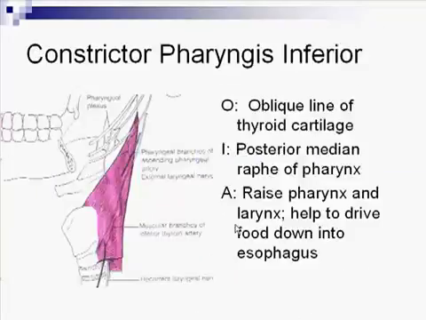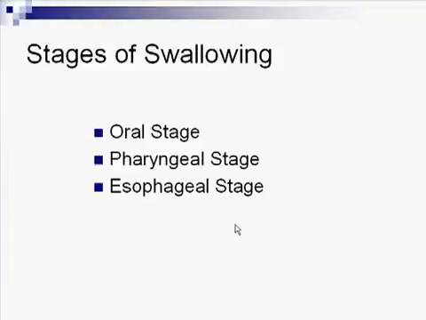Constrictor pharyngis inferior. Origin, the oblique line of the thyroid cartilage. Insertion posterior median raphe of the pharynx. And its action is to raise the pharynx and the larynx. We've talked about this in the past, but you may want to look on page 25 of your learning guide for a good explanation of the stages of swallowing.